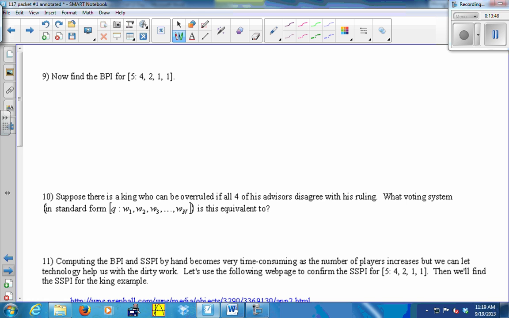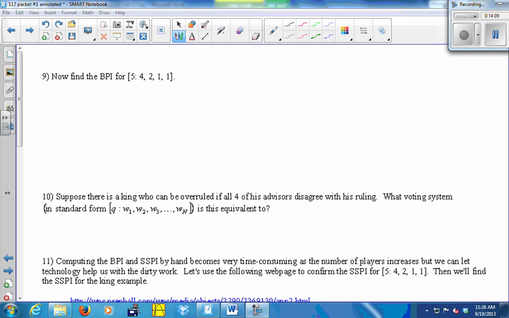Okay, so now I'm going to have you try to remember last class. Same exact weighted voting system, but I want you to find the BPI, the Banzhaf power index that we learned how to do last class. Okay, so let's discuss this one together.